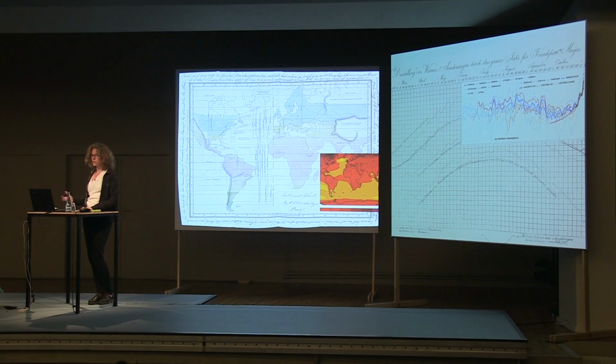But the question gets more complicated for me if we abandon the perspective of technological progress and ask what took them so long, for example. Because there were over 30 years between the early publications of climate data and the foundation of the first weather network institution, and then the realization of the climate map.